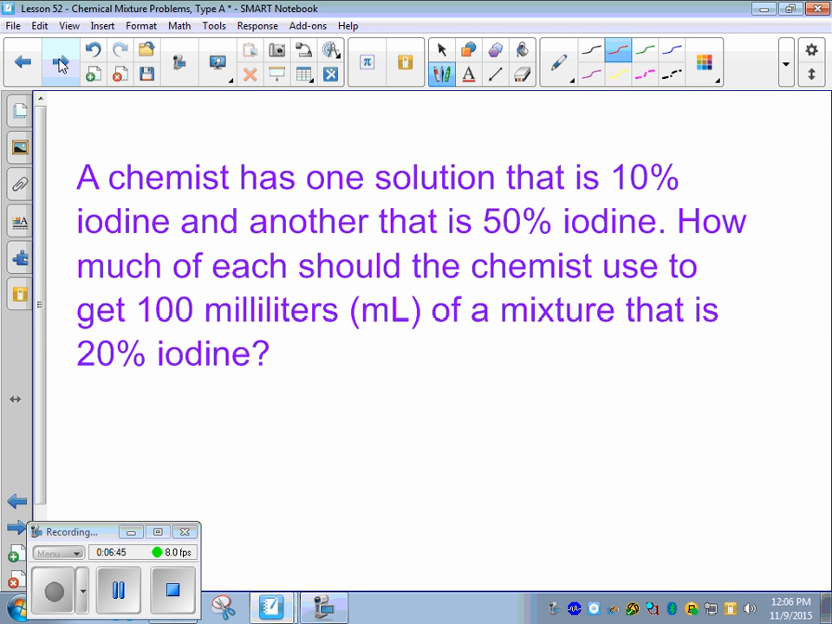All right. A chemist has one solution that is 10% iodine and another solution that's 50% iodine. How much of each should the chemist use to get 100 milliliters of a mixture that is 20% iodine? So I'm going to go through and I'm going to decide, okay, what's important? Karis, can you give me something important from this word problem?